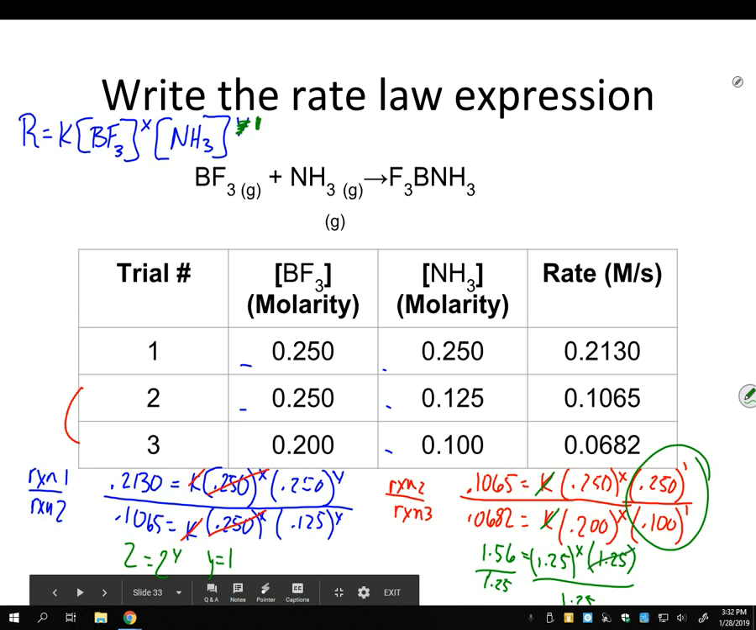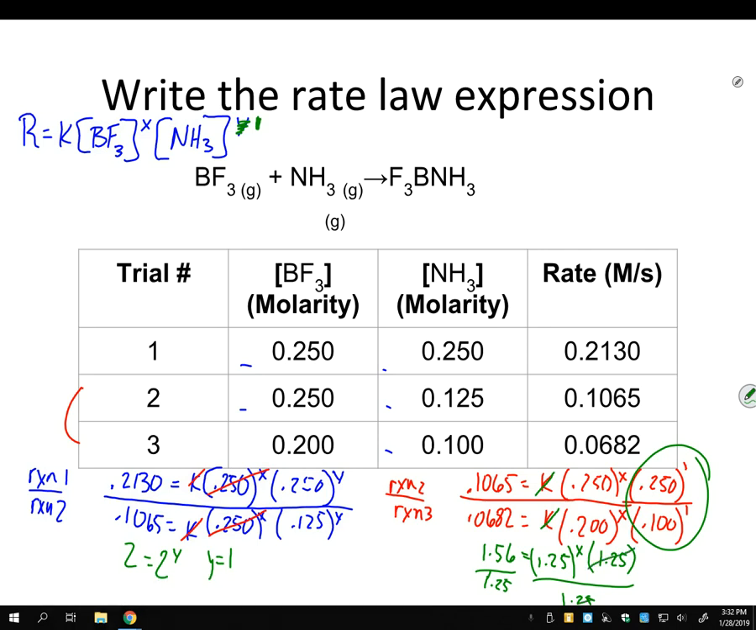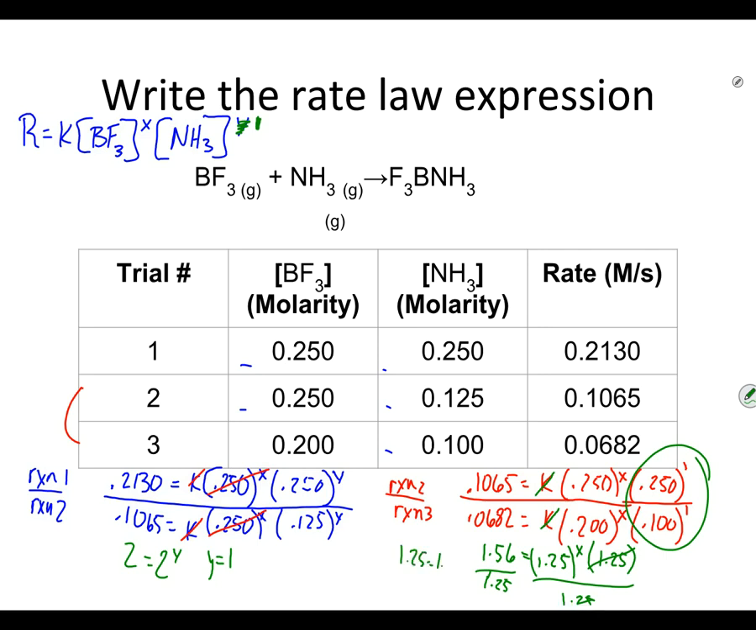1.25, and that cancels there. And so then I end up with 1.25 equals 1.25 to the X, and so we know that X is equal to 1 in this case as well. And so we can now update our rate law expression. It would look like this. It is first order with respect to BF3, and it is first order with respect to NH3, and it is second order overall.